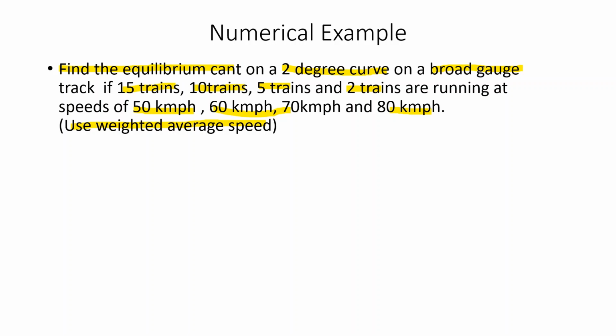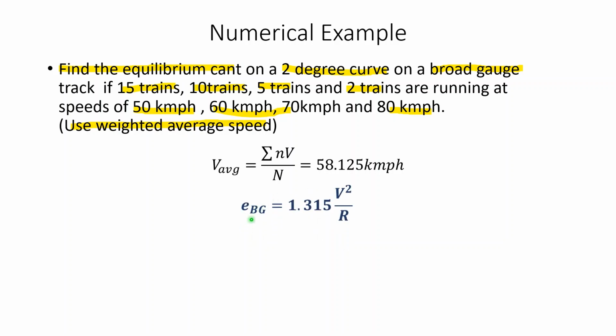What will be our first step? The first step is to calculate the average speed. Since it is a weighted average, we can find it as 15 into 50 plus 10 into 60 plus 5 into 70 plus 2 into 80, divided by the total number of trains, which will give you the average speed. Then, what is the equation for super elevation for broad gauge? We have already derived this equation. So this much will be the super elevation in centimeters for a broad gauge.